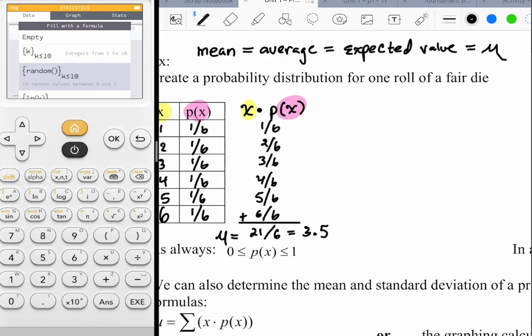But the little explanation at the bottom is really what matters. All right, 10 random values between 0 and 1. So hit OK.